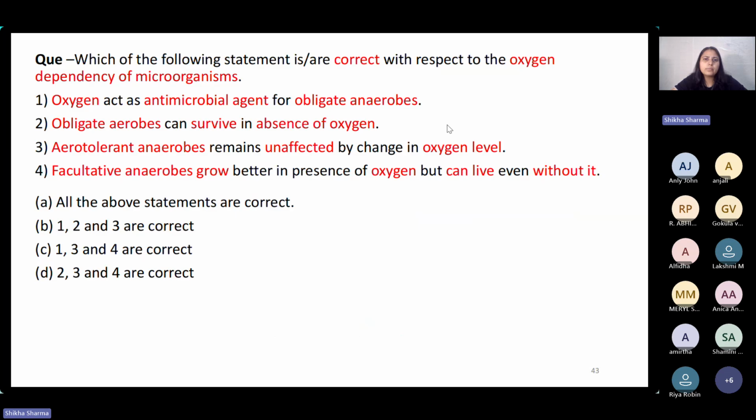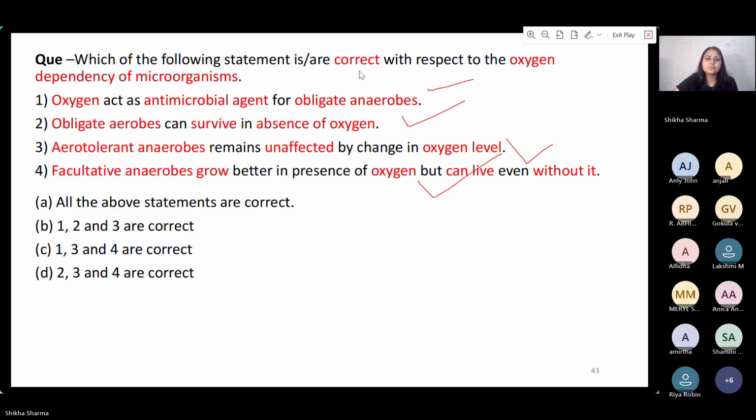Which of the following statements is correct with respect to the oxygen dependency of microorganisms? First statement: oxygen acts as an antimicrobial agent for the obligate anaerobes. B: obligate anaerobes can survive in absence of oxygen. Third: aerotolerant anaerobes remain unaffected by the change in the oxygen level. And fourth: facultative anaerobes grow better in presence of oxygen but can live even without it. So we need to tell what is correct here.